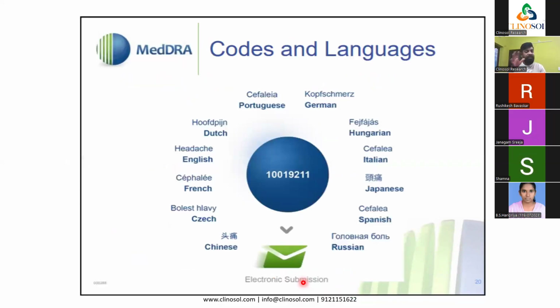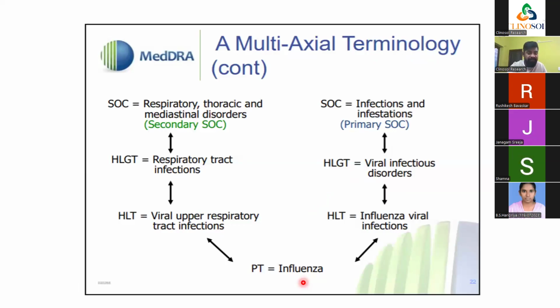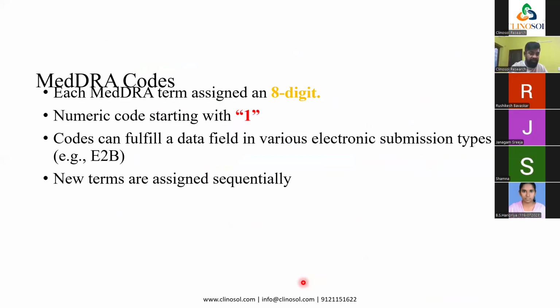And this coding is in different languages. There are many languages, but we particularly use English. It is also available in Japanese, French, Czech, Chinese, Russian, German, Portuguese, and others. Then there are multi-axis terminologies, where the same terminology can be coded into 2 places. One is influenza, which comes under viral, and one is influenza, which comes under the organ. So there are 2 types of multi-axis terminologies where you can code 2 things.